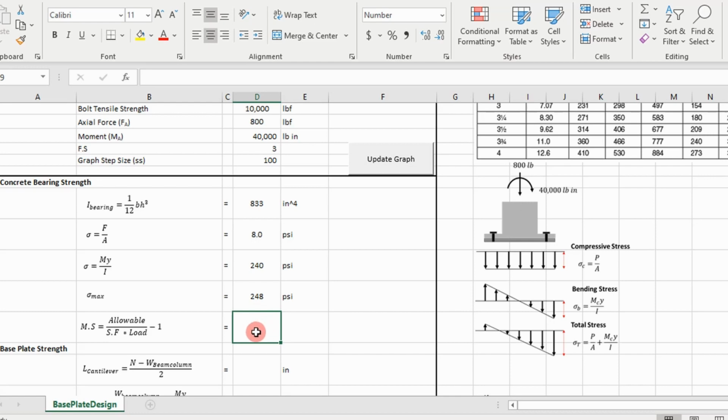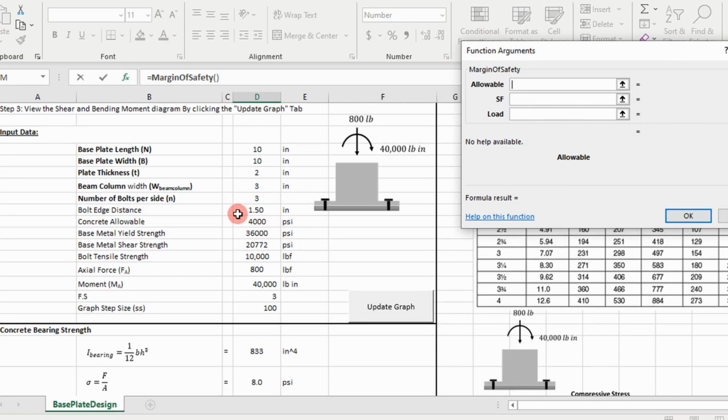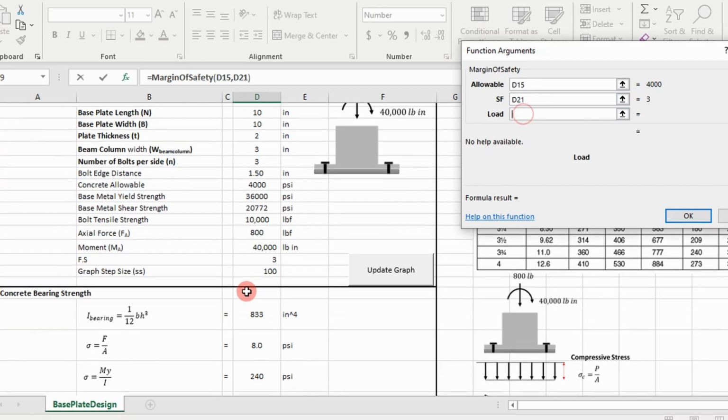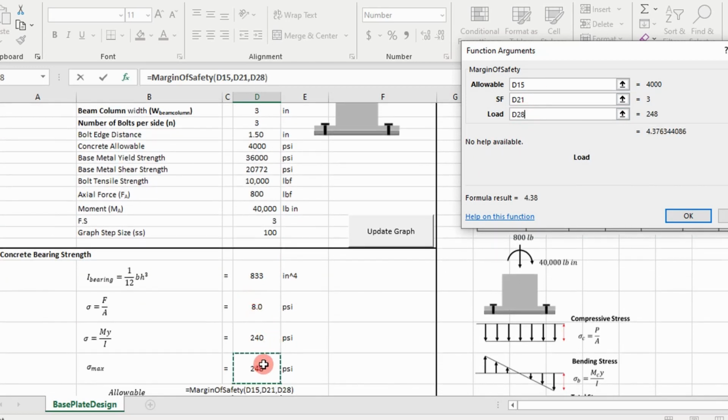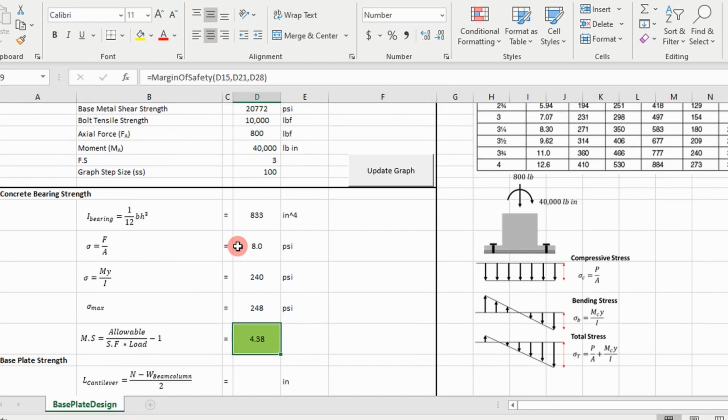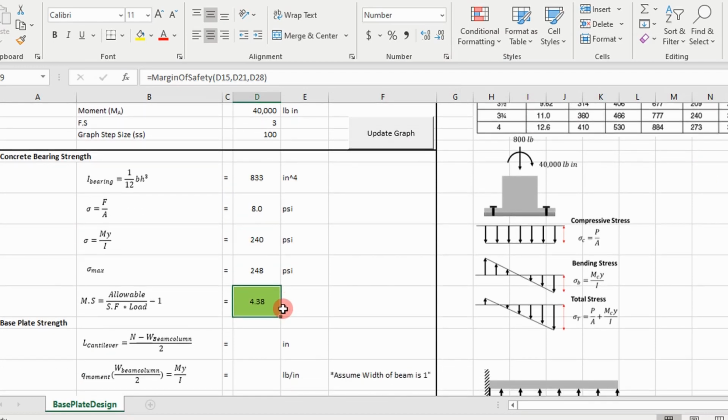So now we need to calculate a margin of safety, taking into account our factor of safety and our concrete allowable. The function for that is margin of safety, and it's going to take our allowable, in this case 4,000 psi, in our input section our factor of safety of 3, and then our load is going to be 248. And so you can see our margin of safety is positive, which is great. As long as it's greater than 0, our design is sufficient.